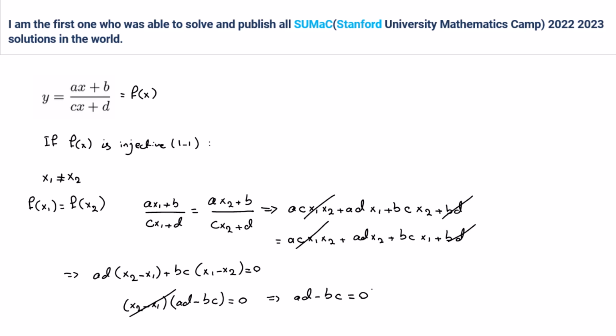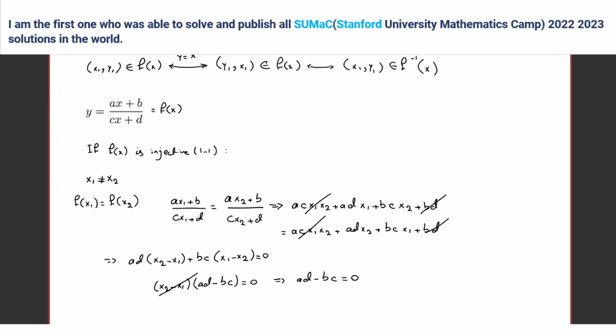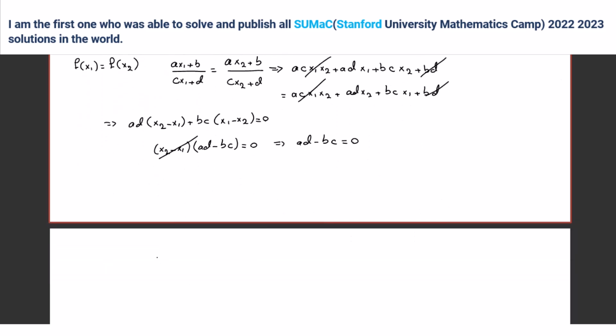Yeah. If AD is not equal to BC, we don't have this equation, because considering it we would reach that AD minus BC is 0. So if AD minus BC is not 0, it is injective. Now let's see what happens when AD equals BC. It's a line, it will be constant, right? (Ax plus B) over (Cx plus D).